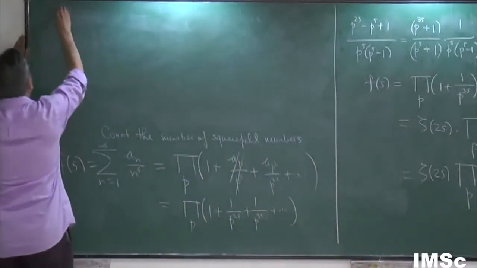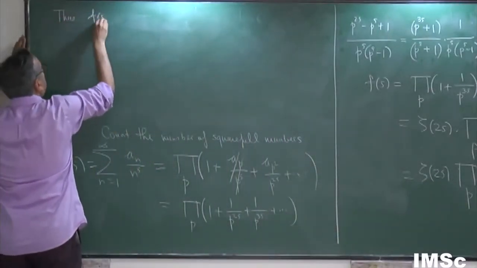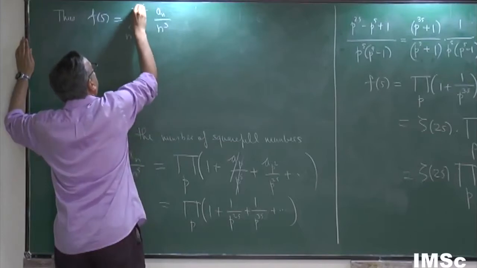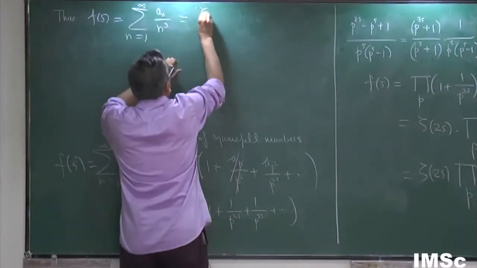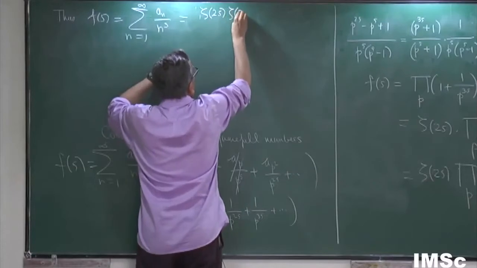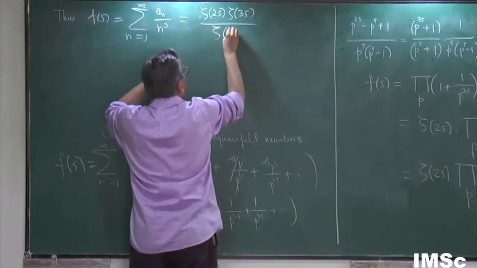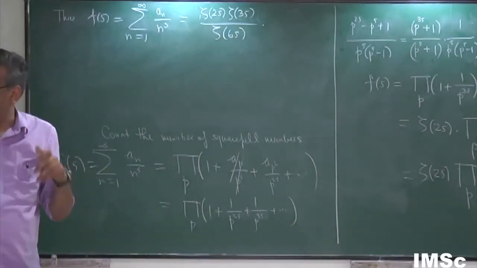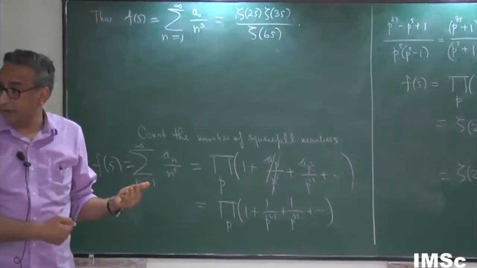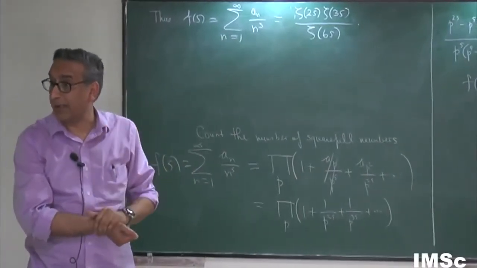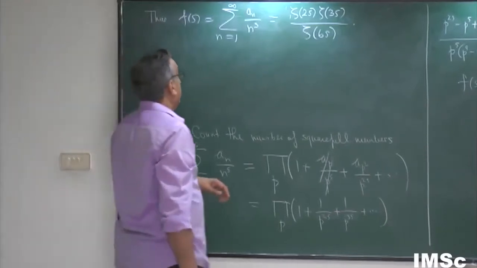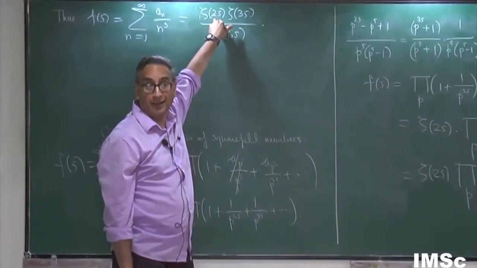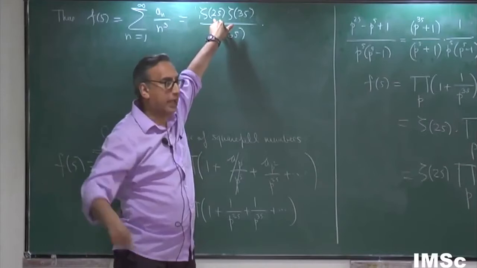So, thus, f of s equals the sum of a_n over n to the s, n going from 1 to infinity, which is actually equal to zeta 2s zeta 3s over zeta 6s. And we all know about the Riemann zeta function. We analytically continued it for real part of s bigger than 0 with only a simple pole at s equals 1. So zeta 2s has a pole where? s equals a half. You're right, exactly.